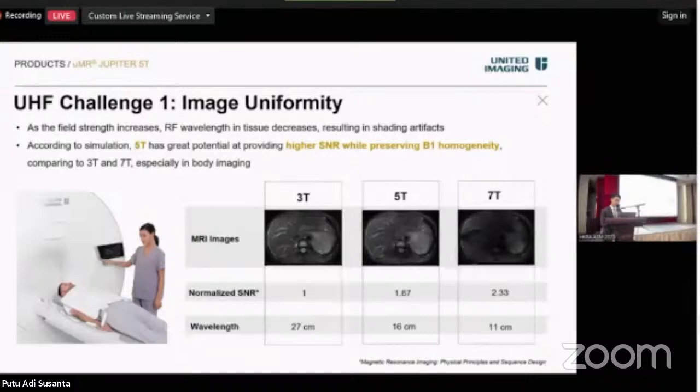However, according to our simulation, 5T has a great potential of providing higher SNR compared to the 3T images while preserving the B1 homogeneity. According to our simulation, this is particularly beneficial if we compare that against 7T. I'll explain why we're able to achieve that in just a minute.